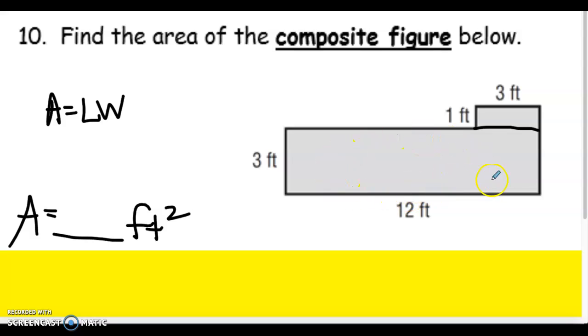So to find this area right here, this big one is 12 times 3. This one is 3 times 1. And you're going to add those two together.